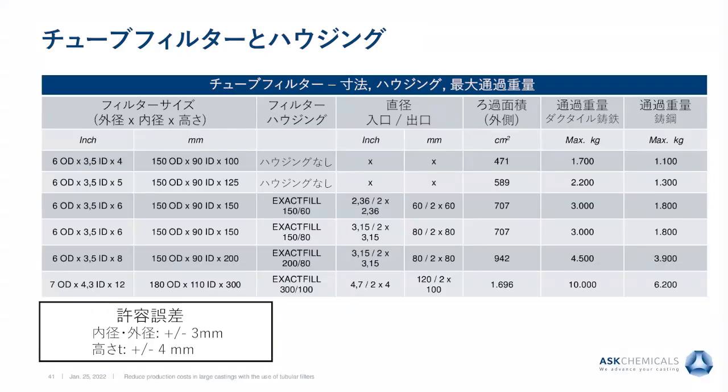Of course, ASK is providing the data sheets for these filters and housings, which we have in different sizes and with different throughputs and capacities for iron and steel. That can be read on our internet sites, or you can also get the information from our sales force, who will support you in any question you have, of course, with pleasure.